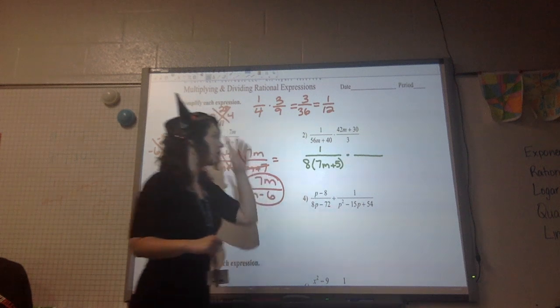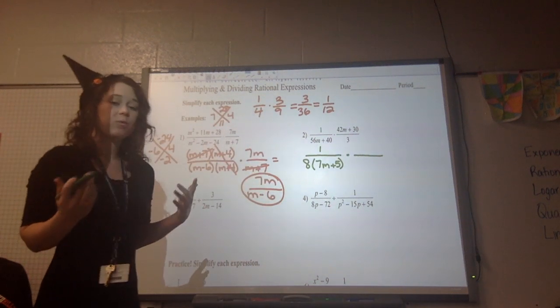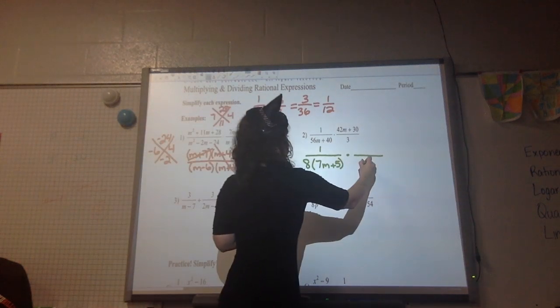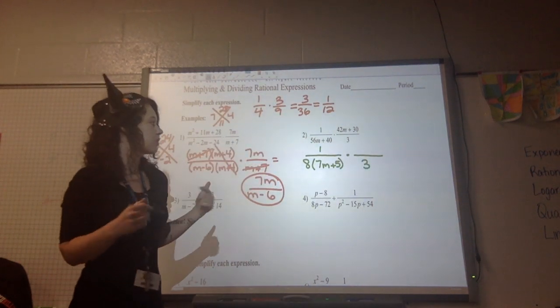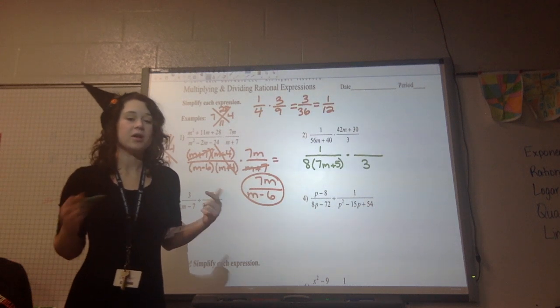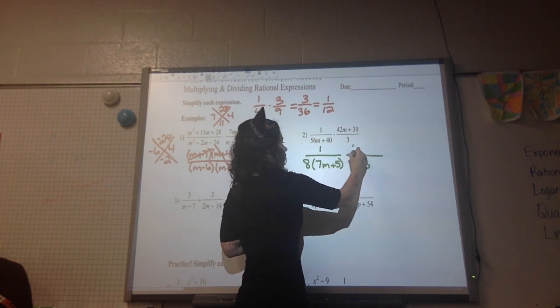Okay. Then I go and I look at my second fraction. I can't do anything with the 3 on the bottom just yet. But I do notice that 42 and 30, there's something that goes into both of those numbers. 6 goes into both of those numbers. So I'm going to pull a 6 out.